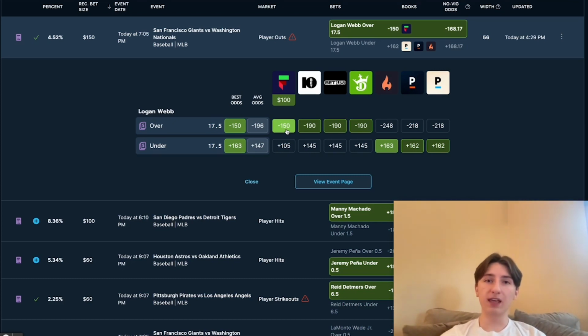So if you want to be making money sports betting, you need to be taking the best odds on the market, and you really should be looking at sportsbooks as data points in order to find where the most profitable betting opportunities are. This example with Logan Webb is a great example of scanning the market, finding discrepancies, and placing bets that go with those discrepancies.